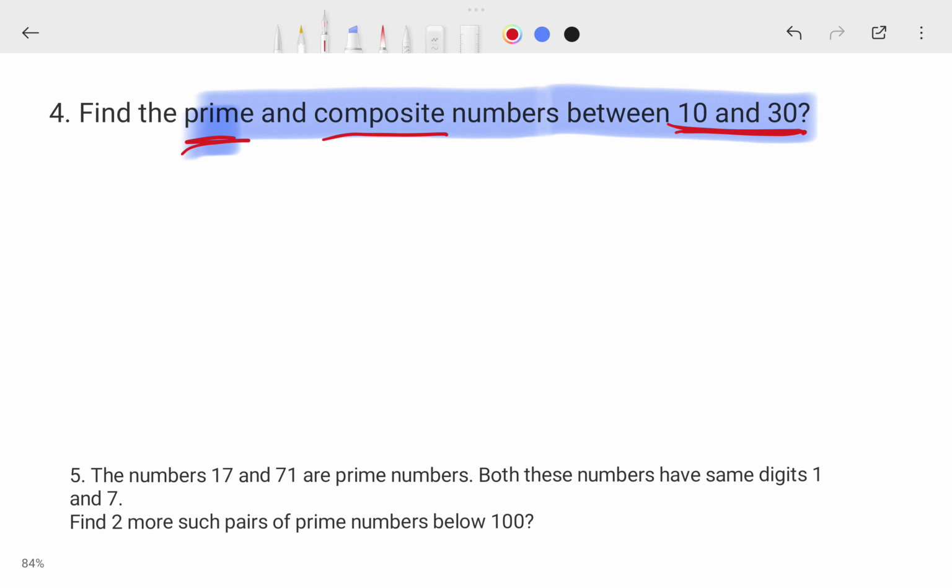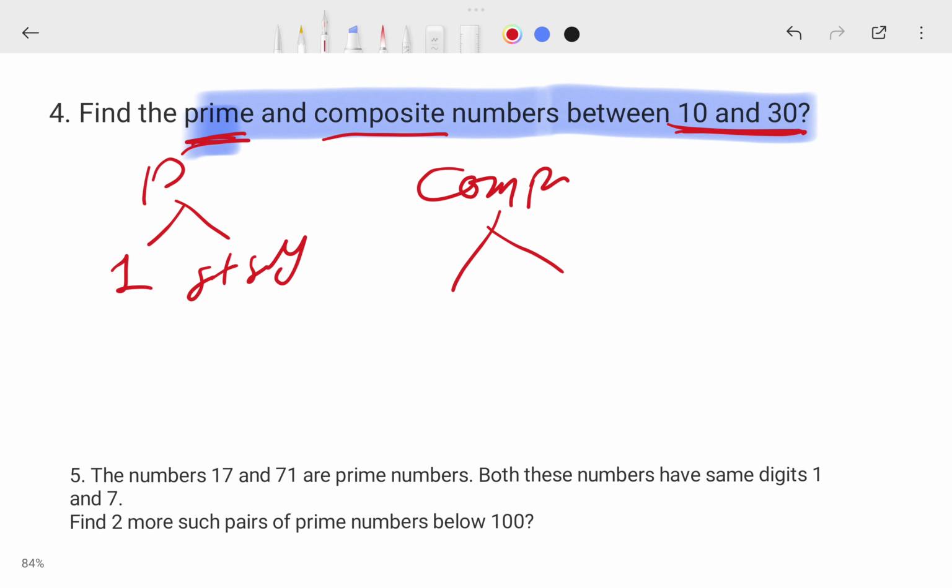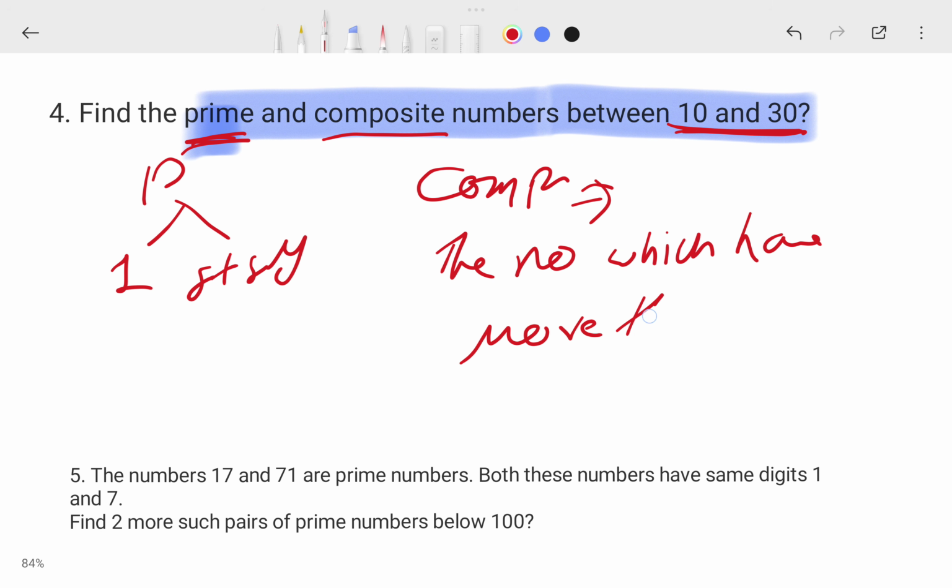So I hope you know the prime numbers. Prime numbers have 2 factors, that is 1 and the number itself. What are composite numbers? Composite numbers are the numbers which have more than 2 factors.